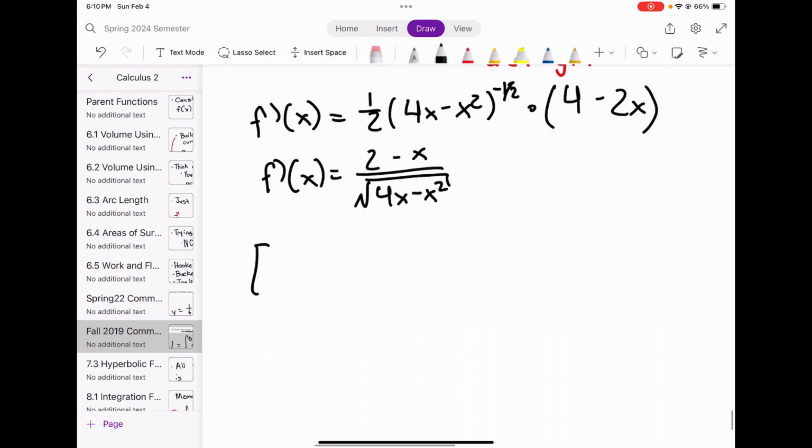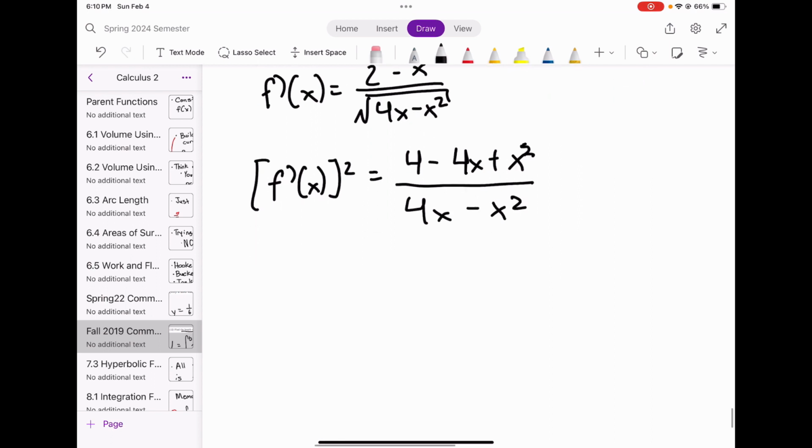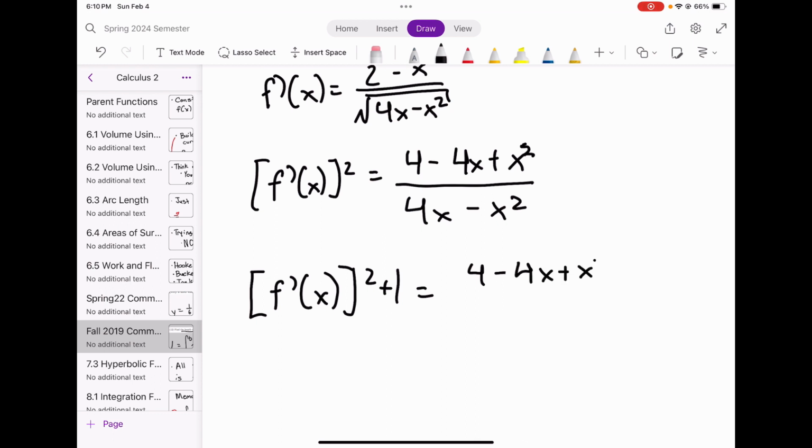Now I'm going to take this value and square it, so f prime of x squared. And so the top will be 4 minus 4x plus x squared, over, no square root now, because the square root will cancel out the squared, 4x minus x squared. Now we're going to add the 1. f prime of x squared plus 1 is equal to, let's rewrite the same values again, 4 minus 4x plus x squared over 4x minus x squared.